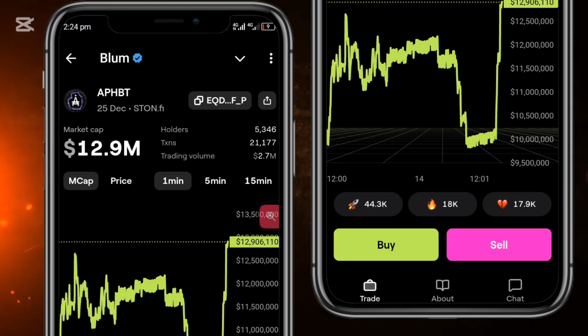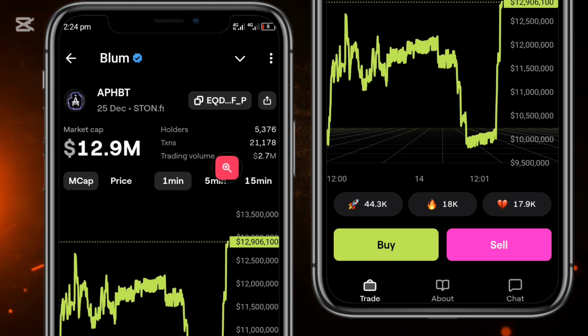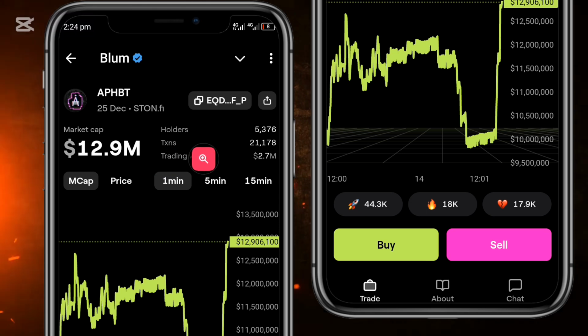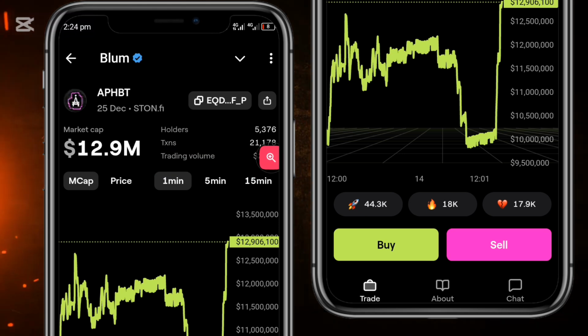Now, you can see right here, this coin called HAPHBT was created on the 25th of December. If you come to the holders right here, you can see this coin has 5,376 holders, and the number of transactions that has taken place on this meme coin is 21,178.